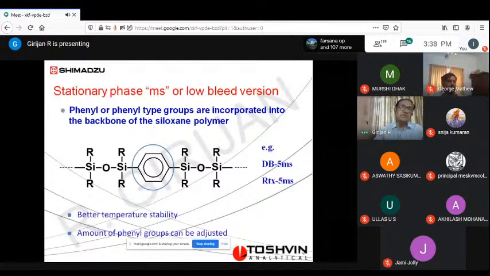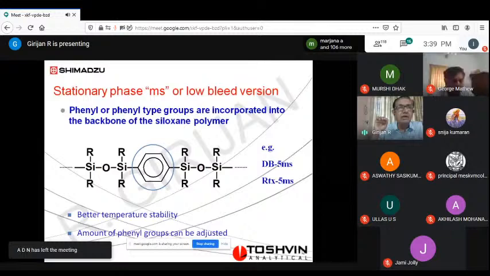And because of this modification, your stationary phase becomes more stable. You can go to high temperature and low bleeding. And these types of columns are normally preferred when you have a GC-MS analysis, because you want a much more stable column than a normal GC column. That's why these columns are known as DB-5MS, RTX-5MS. That MS stands for a modified column for better stability.